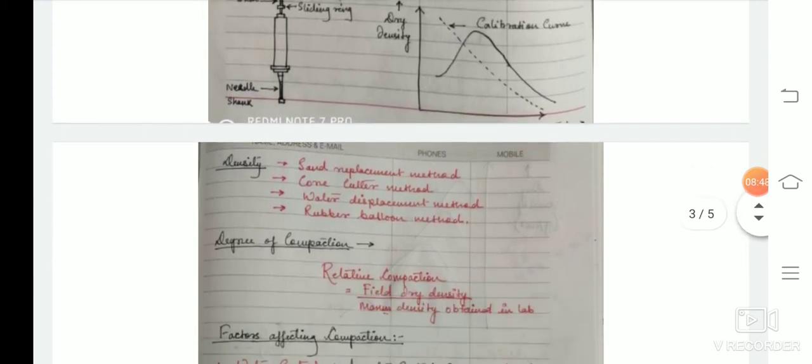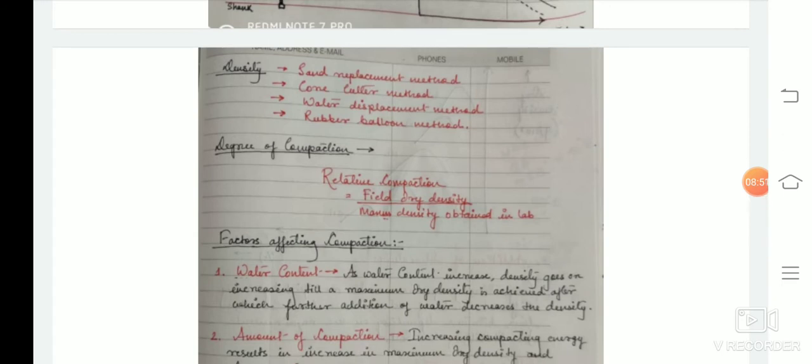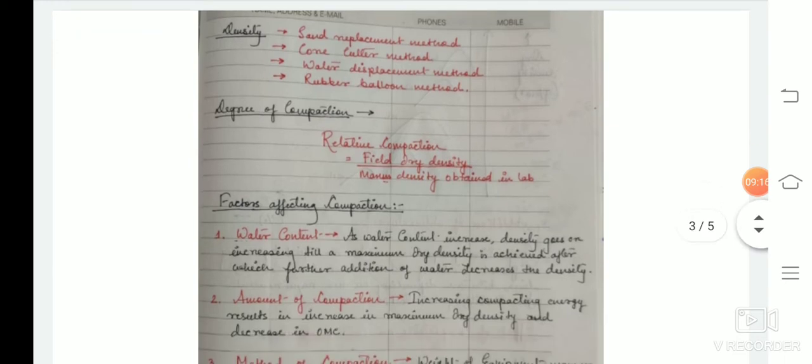Next we are going to the density of the soil. So how can the density be found out or achieved in the laboratory? As this chapter progresses, you have already learned in Soil Mechanics 1 that the field density can be found by using these four methods: sand replacement method, core cutter method, water displacement method and rubber balloon method. We are not discussing these methods right now because they have already been discussed in Soil Mechanics 1. So these are the methods by which the density can be found in the field.